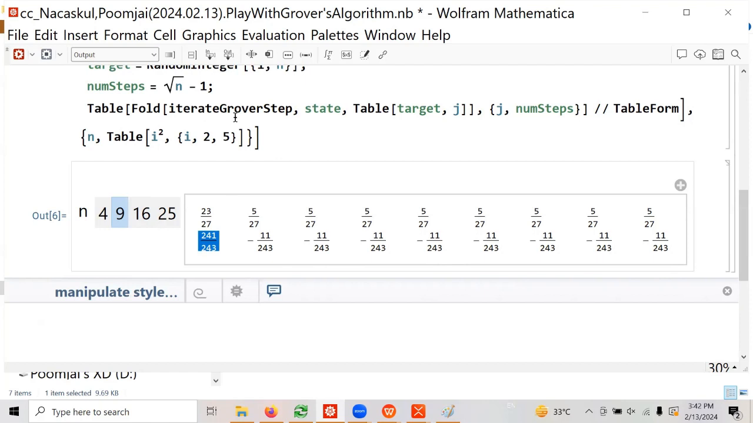Well, it's not probability, it's a state, right? If I square this, this, this, this, this, and add them, it's all going to be equal to 1. But you can see right away that this one is bigger. This is almost 1. Now, if n is bigger, I probably need more steps.